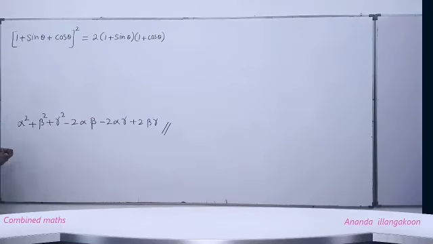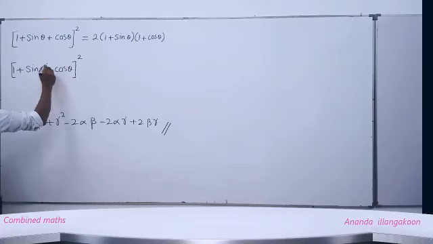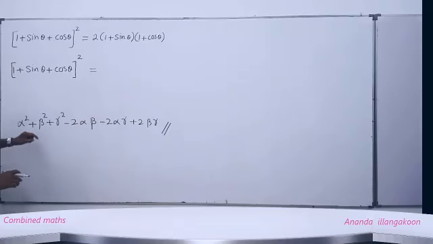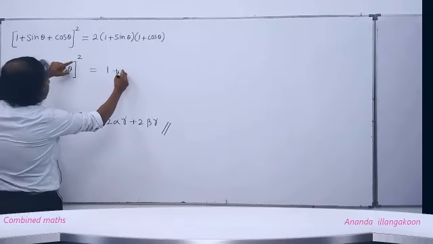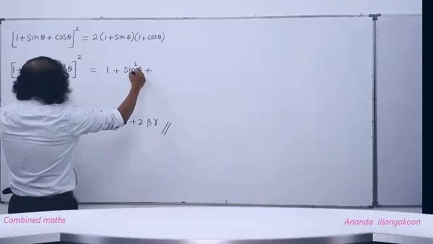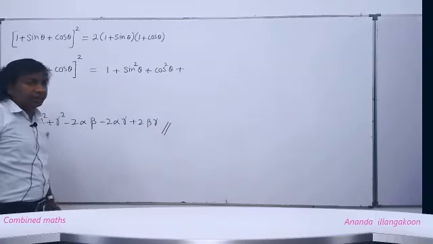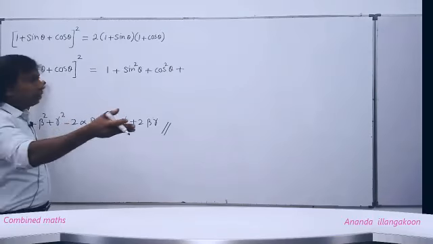Right. I start from the left hand side. So this is equal to what? Square this: 1 squared. It is 1, plus sin squared theta, plus cos squared theta. Now take this 2 and first multiply 1 into sin theta, multiply by 2: 2 sin theta.